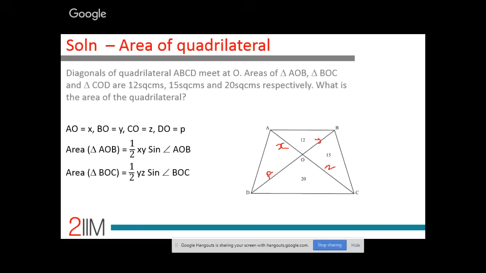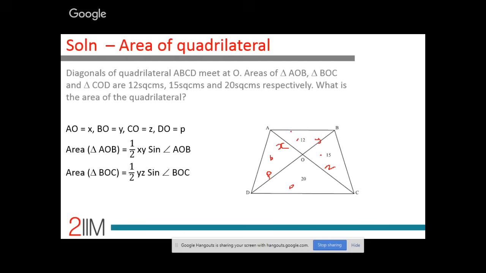Remember that two of these angles are equal. The other two are equal to 180 minus this. So sine angle AOB will be equal to sine angle COD, will be equal to sine angle BOC, will be equal to sine angle AOD. And so now comes the tricky part. We still have this X, Y, Z, P piece to deal with. But think about this. This top triangle is going to have X into Y. This is going to have Z into P. This has X into P. This has Y into Z.